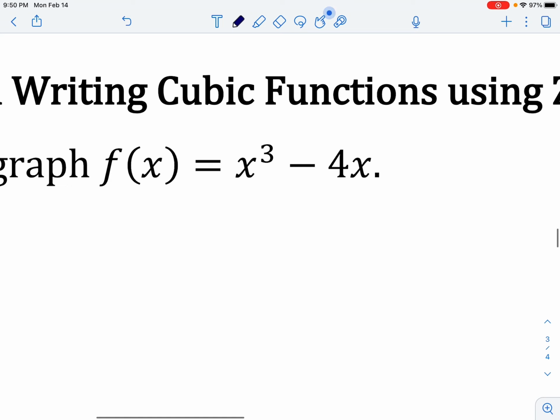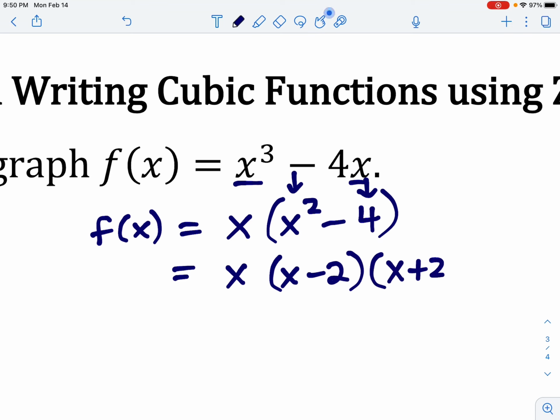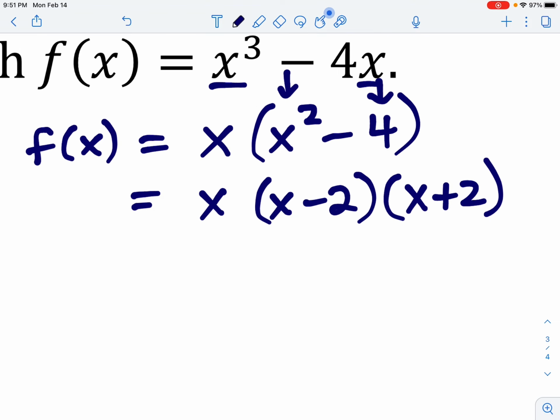First of all, does this have a greatest common factor? If it does, let's factor it out. This has x to the third, that also has an x, so I know I can at least take one x out. I'm left with x squared minus 4. If you notice, x squared minus 4 is the difference of two squares. x squared is a perfect square, 4 is a perfect square. So I can factor that even more into x minus 2 and x plus 2. Remember, it's the difference of two squares, which means I need two factors, one positive, one negative. Take the square root of each and put them in there.